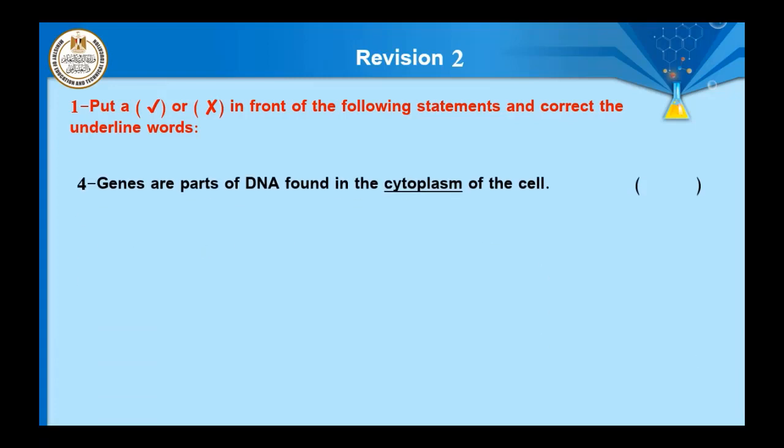Question number four. Genes are parts of DNA found in cytoplasm of cell. We know that the component of genetic materials are called chromosomes. Chromosomes can contain two parts, two chromatids. Each chromatid consists of DNA and protein. Inside DNA, there are genes, which are parts of DNA found in nucleus, not cytoplasm. The nucleus is the organ that contains the genetic materials. This means that this statement is not correct. Instead of cytoplasm, we must put nucleus.